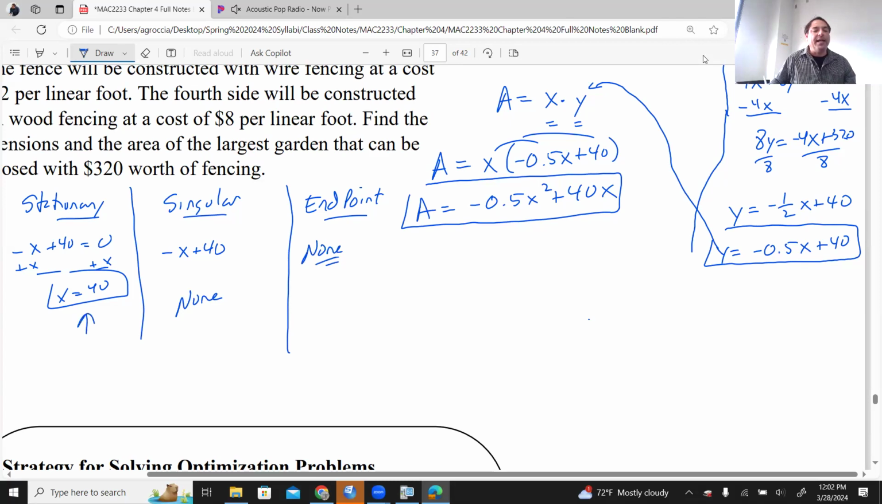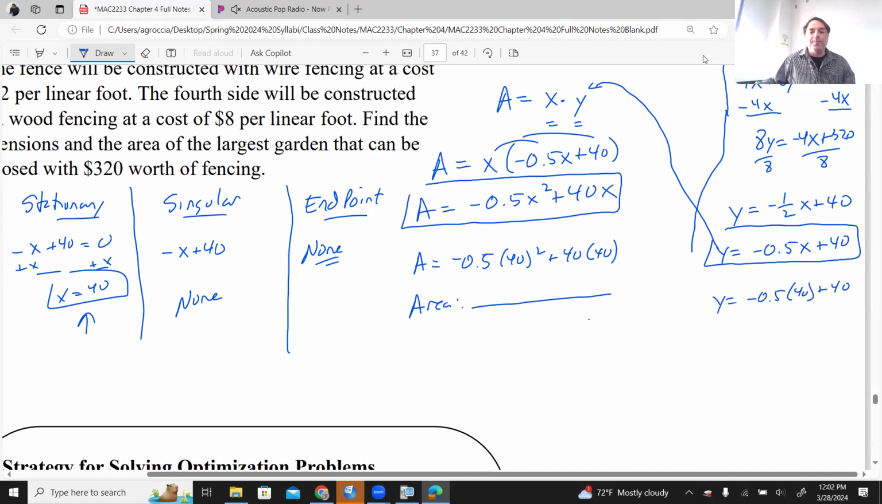So we find that x is 40 feet. Now, if I plug 40 into the original, that is going to give me the area. But another way around that, which we totally can do in a second, but also I can plug the x here. Y equals negative 0.5 times 40 plus 40. Negative 0.5 times 40 is negative 20. Negative 20 plus 40, y gives you 20 feet.